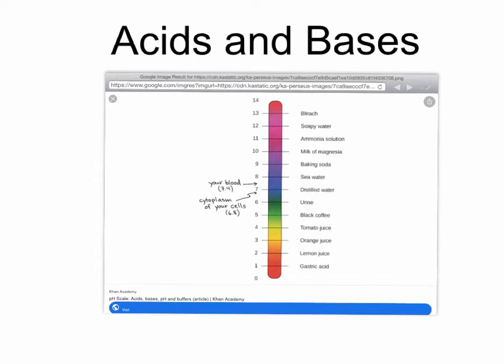Today we're going to talk about acids and bases, particularly strong acids and bases, and how to calculate pH and pOH. Here we have an image I found online from Khan Academy of the pH scale with some various common things you might know on the pH scale. The pH scale ranges from 0 to 14, as you can see on the left side here. 0 to 7 is considered acids, and 7 to 14 is considered bases, with 7 being neutral in the middle.